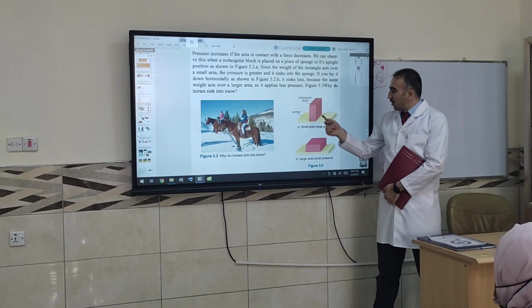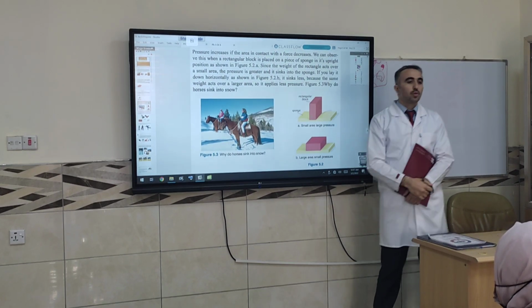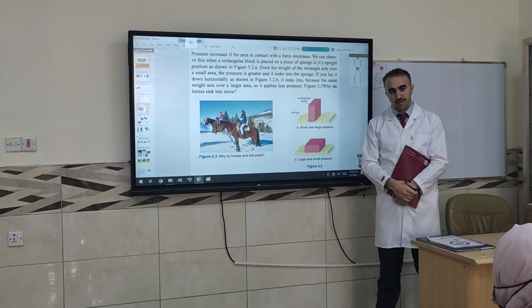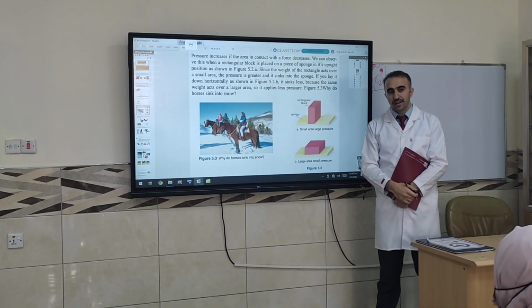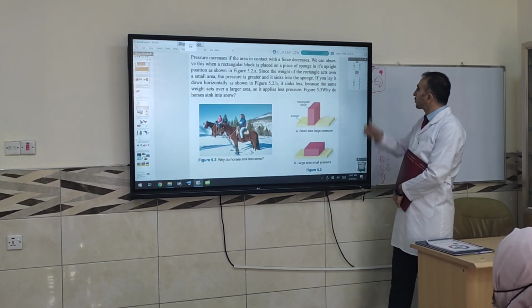Joyce, which size? Look at picture A and B. In which picture is the pressure more? Why? Because it has a small area, large pressure. Okay, well done.